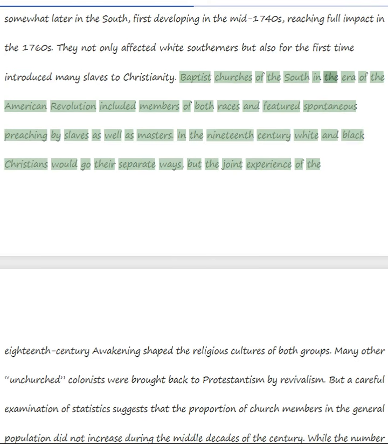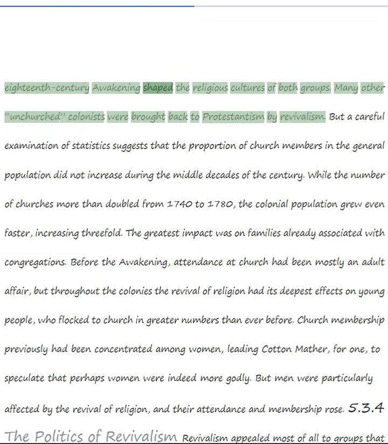Baptist churches of the South in the era of the American Revolution included members of both races and featured spontaneous preaching by slaves as well as masters. In the 19th century, white and black Christians would go their separate ways, but the joint experience of the 18th century awakening shaped the religious cultures of both groups.